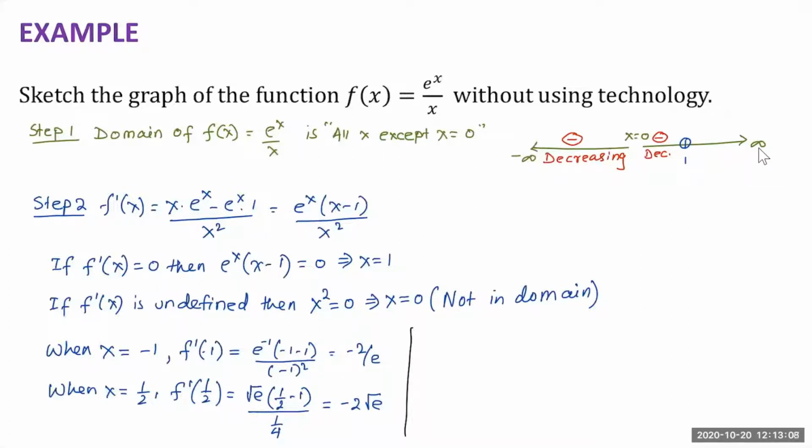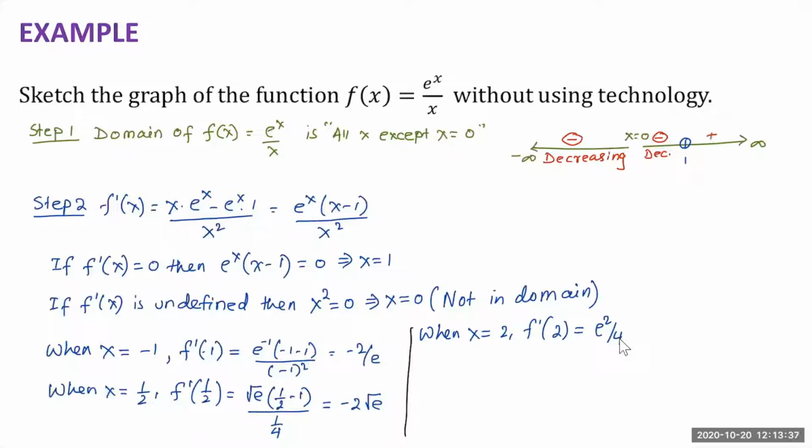When x equal to 2, the first derivative at 2 is equal to, if you plug in 2 here, it will be e squared, and then 2 minus 1 is 1. 1 times e squared, that's e squared, divided by 2 squared is 4. So we get e squared over 4. E squared is a positive quantity divided by positive, so the value is positive.